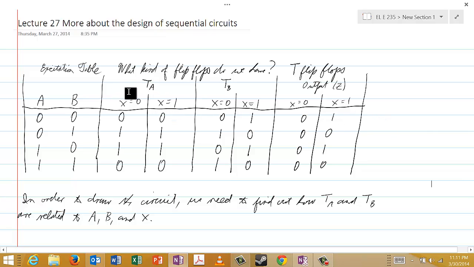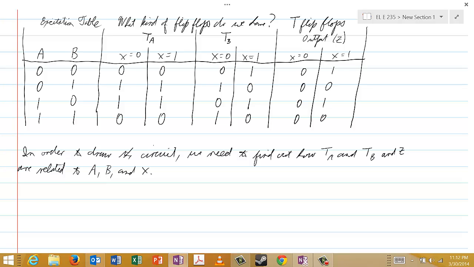We see here in this table TA, TB, and the output Z for various values of X, A, and B. So as this remark points out, in order to draw the circuit, we need to first find out how TA and TB, and for that matter Z as well, are related to A, B, and X. And since we're going to be drawing circuits for this, we would like to keep the circuits as simple as possible, so we would like to find these minimal expressions for TA, TB, and Z as functions of X, A, and B.